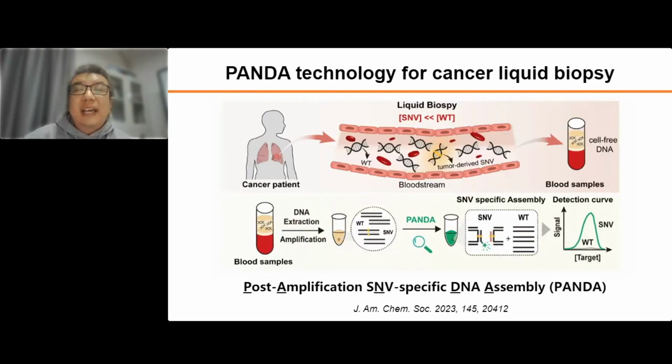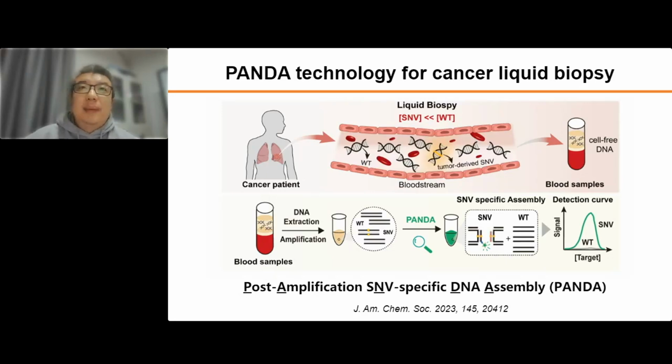So here is an example of a very recent technology developed in my lab, which we called the PANDA technology. PANDA is short for post-amplification SNV-specific DNA assembly. In this particular technology, what we are developing is a new type of diagnostic probe for single nucleotide variants. The single nucleotide variants are very important biomarkers for cancer diagnosis and prognosis.